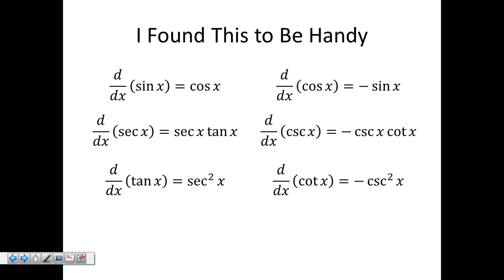If you take a look at the derivative of sine, the derivative of secant, the derivative of tangent, those are all positive. But when you take the derivative of cosine, cosecant, or cotangent, those all end up as negatives. So I always keep in the back of my head that the derivative of some trig function starting with a "c" is negative. I just always found that to be useful.